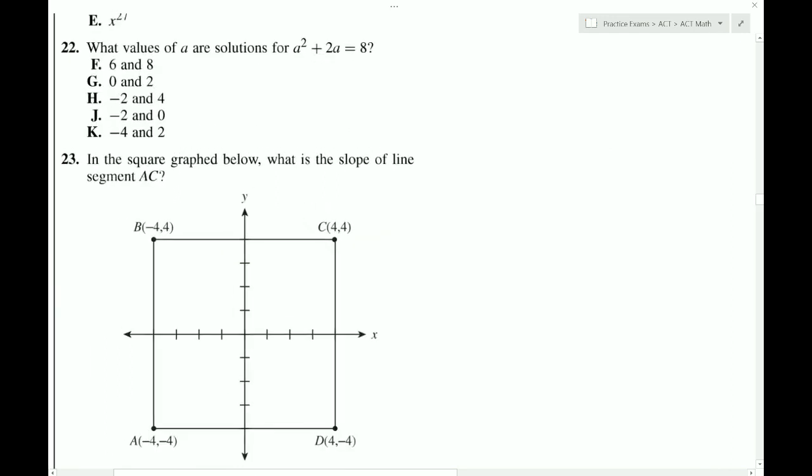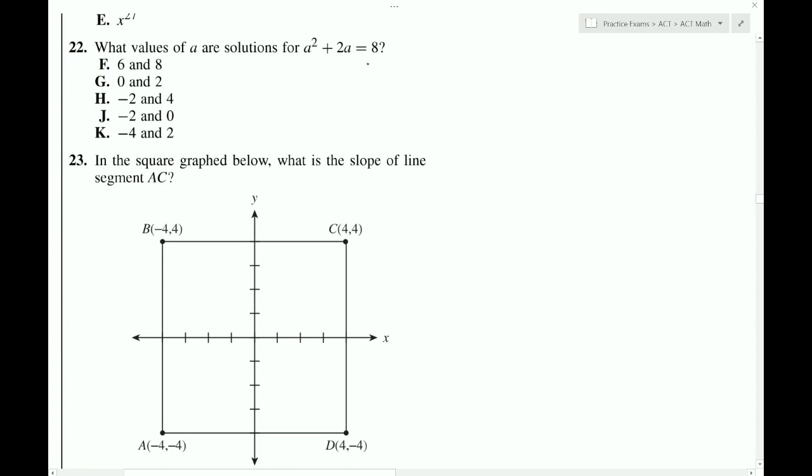What values of a are solutions for this? The first thing you do, whenever you have a quadratic, is you want everything on the same side. Minus 8 equals 0. Now we would factor this. So trinomial factoring here. Add, multiply. You can drop this first sign down, and then this tells you that the signs are different, seeing as it's minus. If that sign was plus, then both signs would be the same.